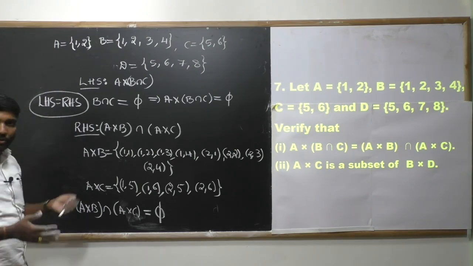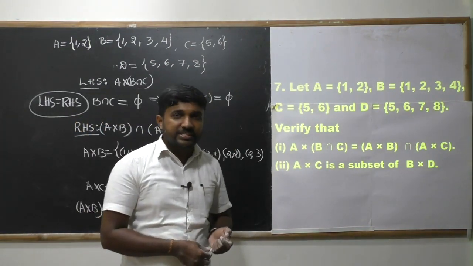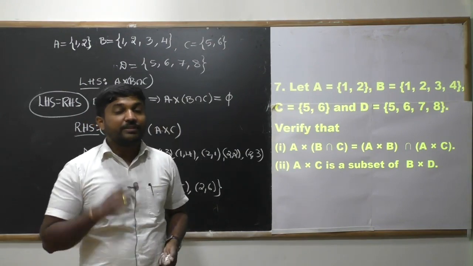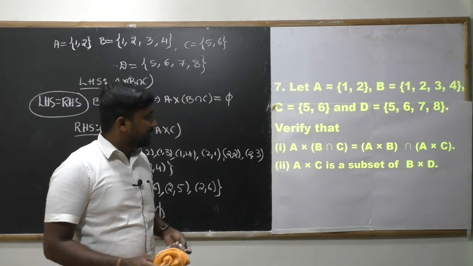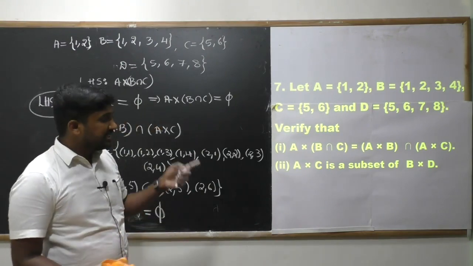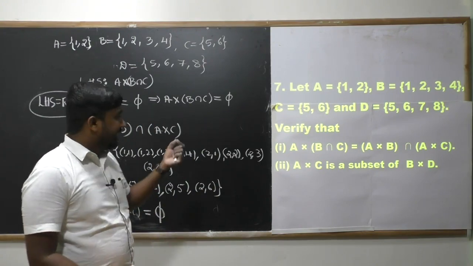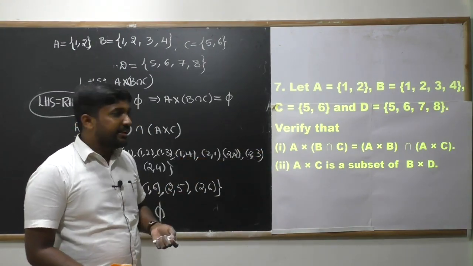Correct? So please consider this as one result. A cross of B intersection C is equal to A cross B intersection A cross C. We use it in KCET. Okay. Shall I take the second sub question? What is the second sub question? Please read that. We have to verify A cross C is a subset of B cross D.